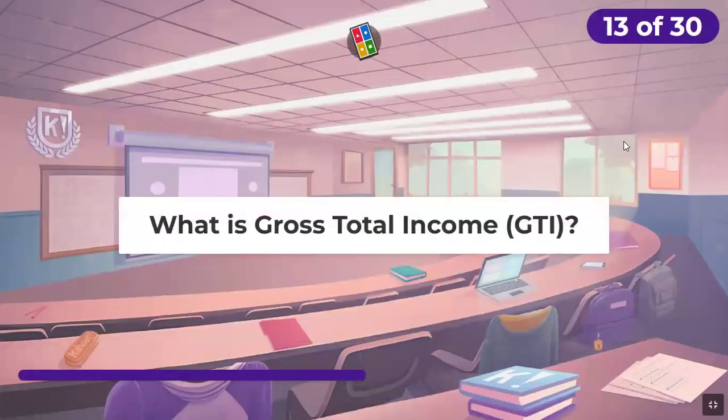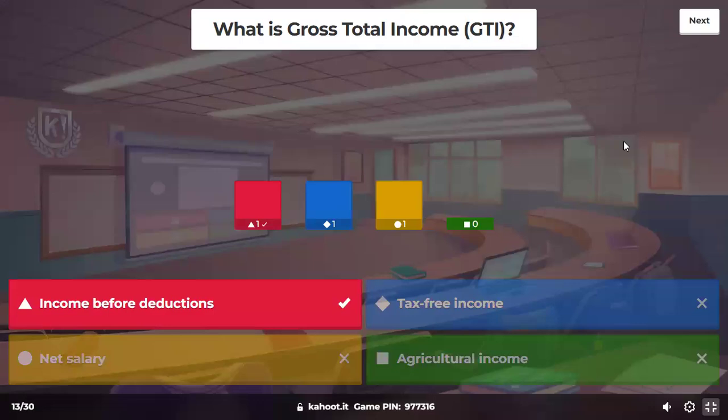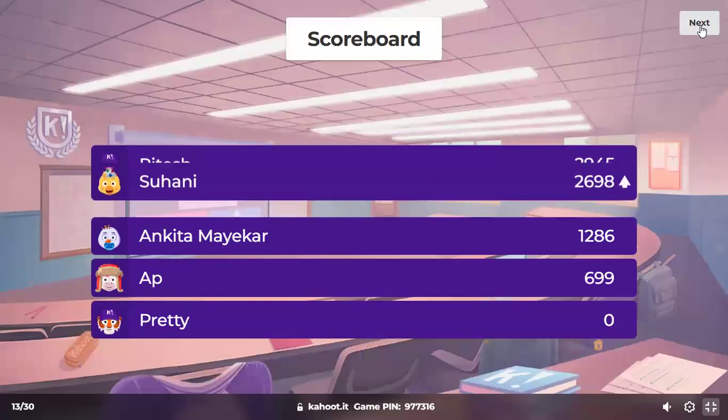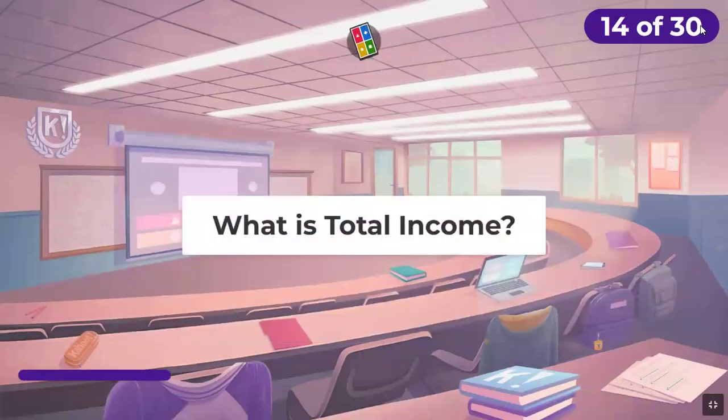So this is the 13th question. What is gross total income? Red, income before deductions; yellow, net salary; blue, tax-free income; and green, agriculture income. So the correct answer is income before deductions. So only one person was able to give the answer. So let's see who is leading. Again, Suhani scored well.